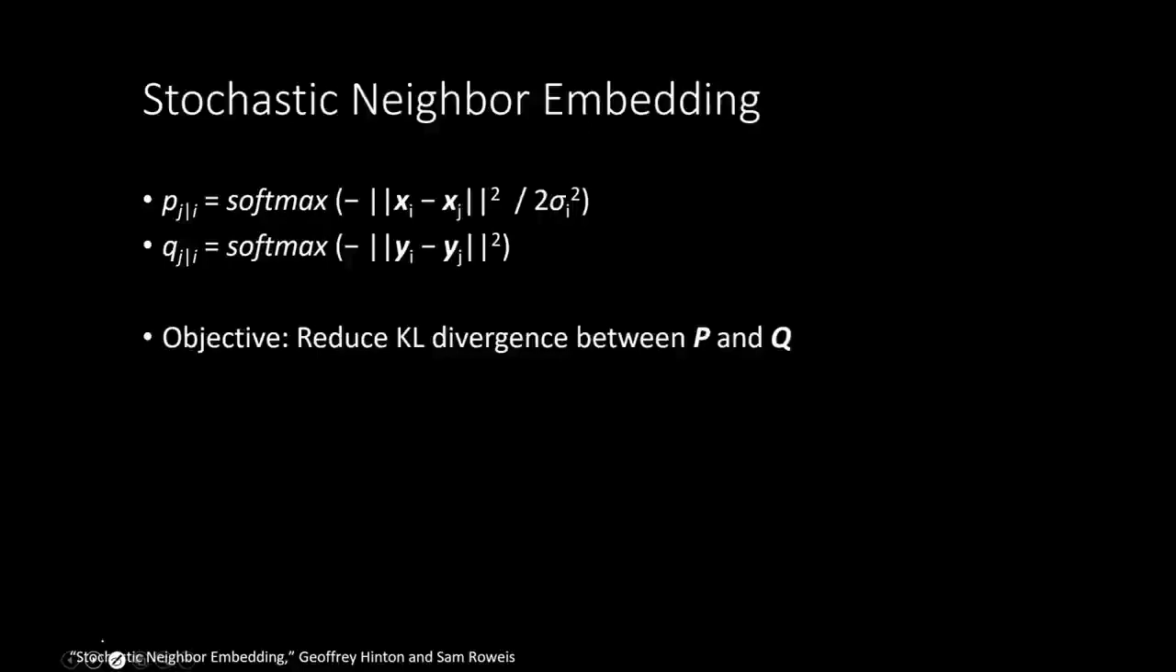Let's look at another nonlinear dimension reduction technique, and this has become quite popular lately. It's called stochastic neighbor embedding. A version of that is called t-SNE, t-distributed stochastic neighbor embedding. It was first suggested by Geoffrey Hinton and his colleagues, Sam Roweis and others. And the idea is quite simple.